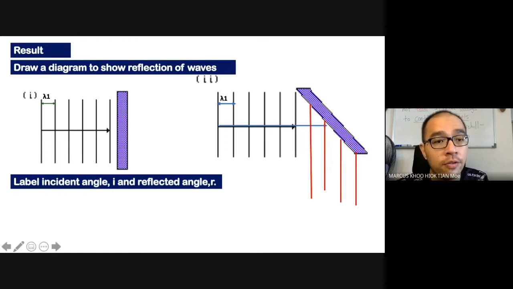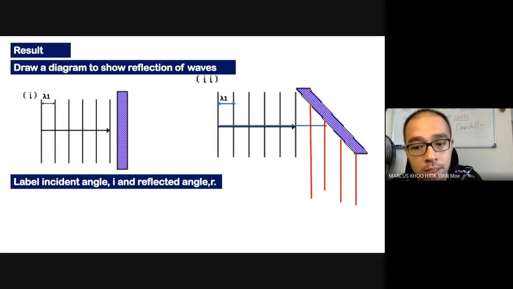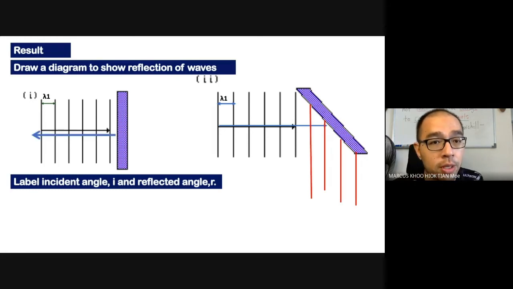First of all, you have the incident angle and the reflected angle R. When you draw this, if the wave is coming this way and there is no angle because it is the same as the normal line, since there is no angle to this reflection, it's going to be reflected back. This is very normal. I go to you, you come back to me.